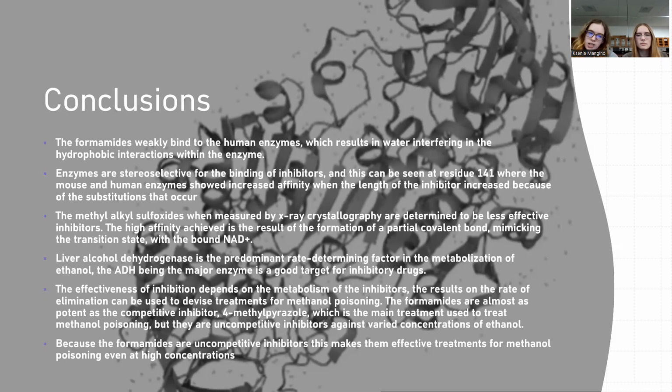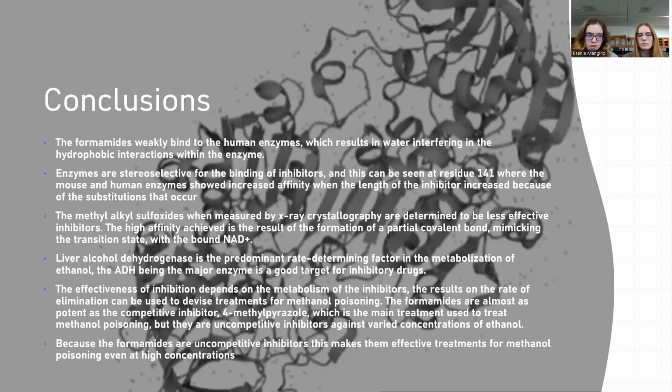The high affinity achieved is the result of the formation of a partial covalent bond, mimicking the transition state in the bound NAD+. Liver alcohol dehydrogenase is the predominant rate-determining factor in the metabolization of ethanol. The ADH, being the major enzyme, is a good target for inhibitory drugs. The effectiveness of inhibition depends on the metabolism of the inhibitors. The results on the rate of elimination can be used to devise treatments for methanol poisoning.